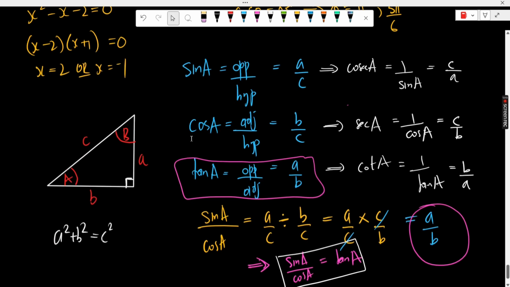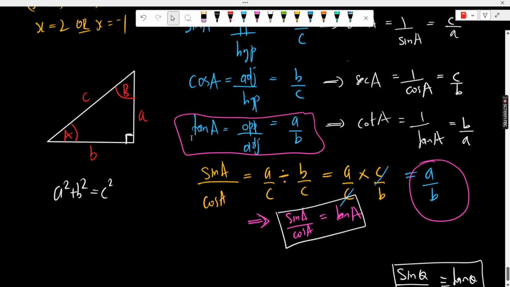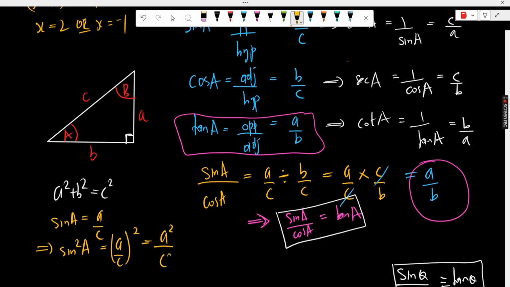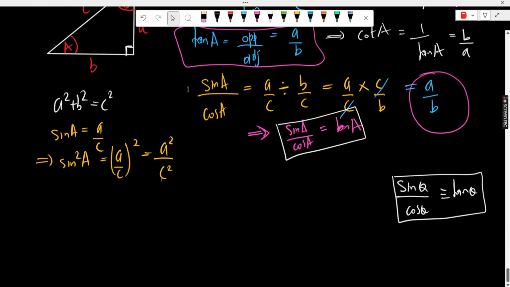Now, if you recall, from this triangle, sine A is equal to A over C. So we can say that sine A is equal to A over C, which therefore means that sine squared A, which is equal to A over C, all squared, is equal to A squared over C squared, right? Let me just make some space.